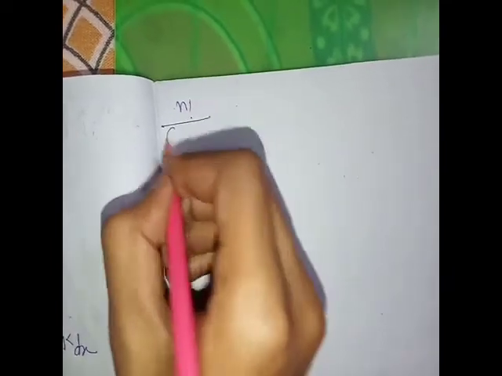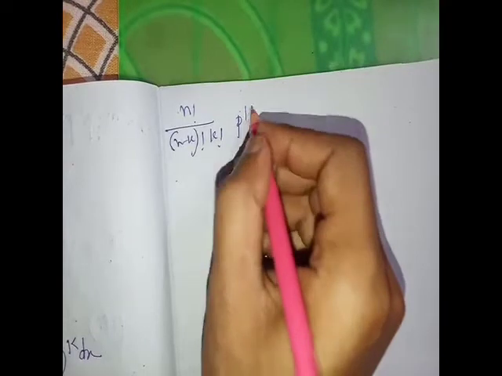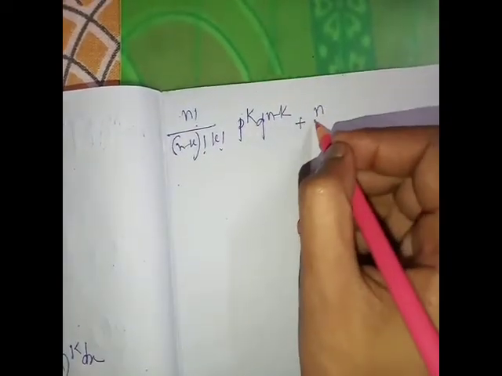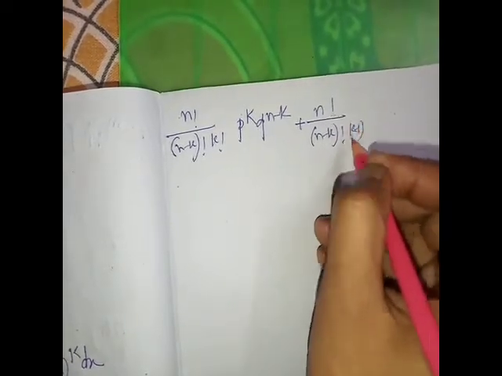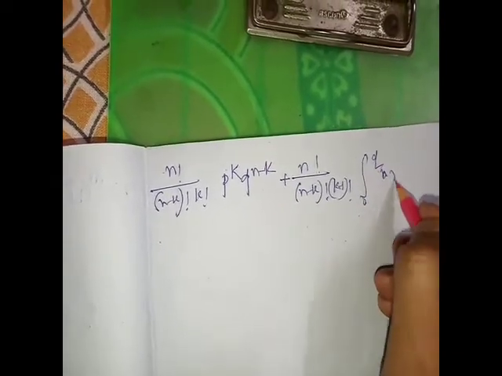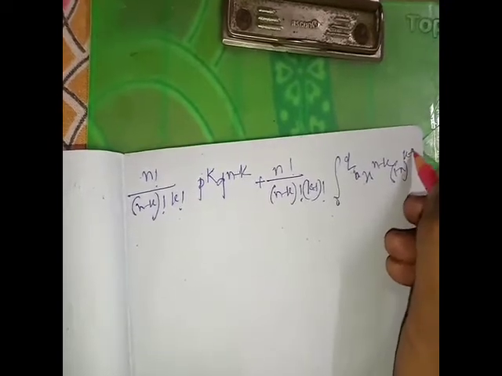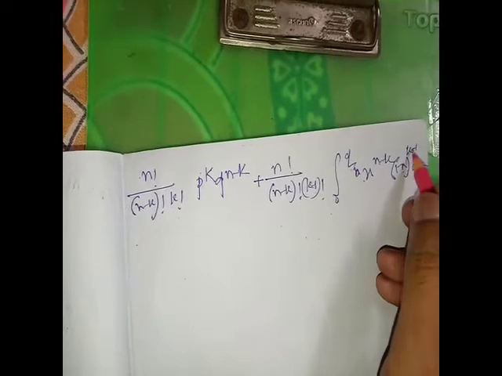n factorial by (n minus k) factorial times p to the power k, q to the power n minus k, plus n factorial by (n minus k) factorial (k minus 1) factorial, integral from 0 to q of x^(n minus k) (1 minus x)^(k minus 1) dx.